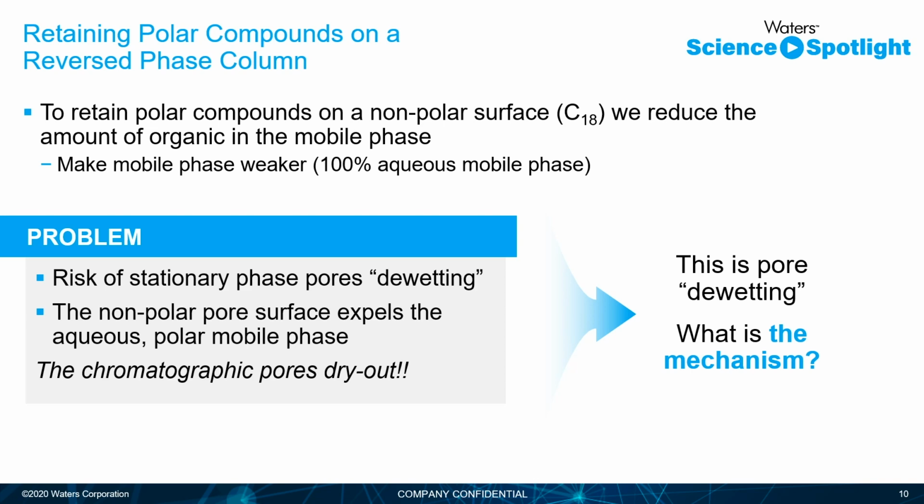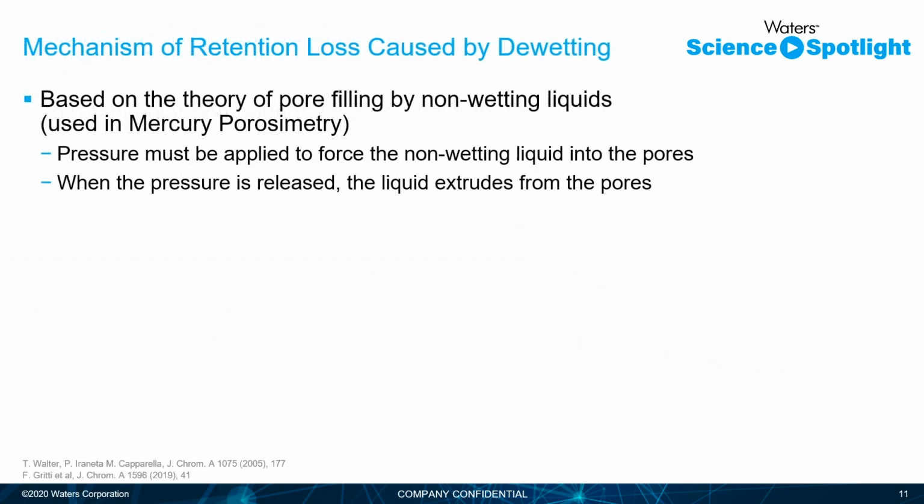So what's the mechanism behind de-wetting? Let's take a look at the mechanism of retention loss caused by de-wetting. It's based on the theory of pore filling by non-wetted liquids using mercury porosimetry. Pressure is applied to force the non-wetted liquid into the pores, and when the pressure is released, the liquid extrudes from the pores.